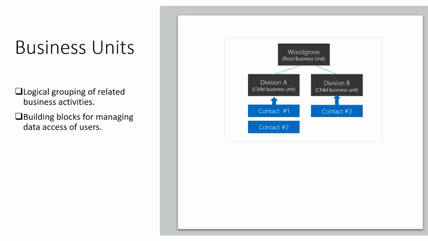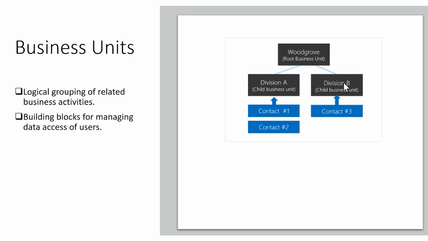Business units. If your organization operates under a logical grouping of related business activities, you might want to use business units. Business units are a security modeling building block that helps in managing users and the data they can access. Each business unit defines a security boundary for the unit. Every database has a single root business unit. Child business units can be built below it.